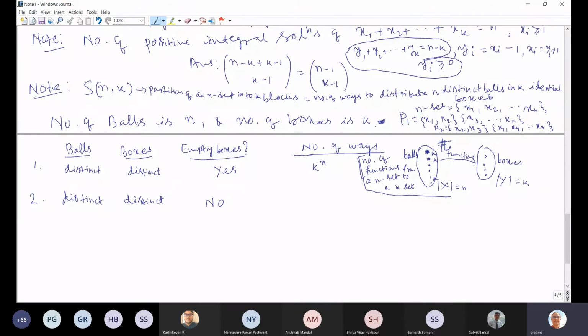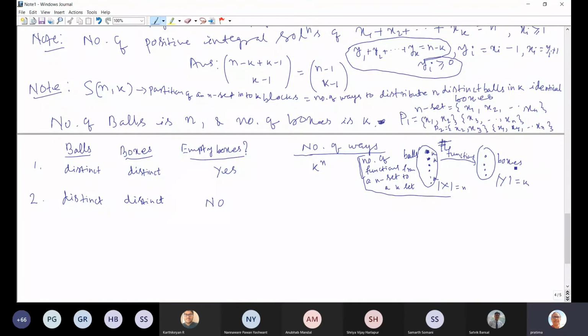We are not distinguishing as box number 1 and box number 2, right? Box number 1 will contain 2 elements, box number 2 will contain n minus 2 elements. So we are not distinguishing which box will contain how many elements. We are not distinguishing the boxes.